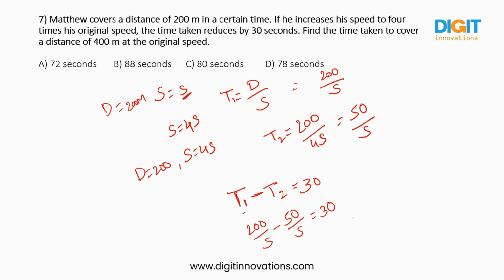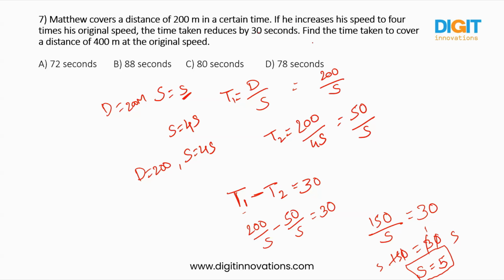Okay, so 200, the denominator you will get as S, and here 200 minus 50, which is 150, equal to 30. So 150 equal to 30 S, which is 50, 50 will get cancelled, 3 ones, 3 fives. So S equal to 5. So this is the actual speed. We got to know this is the actual speed.